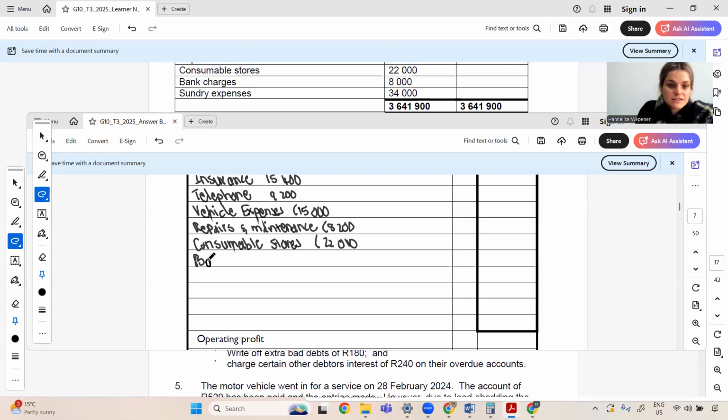Bank charges and sundry expenses. In other words, all other expenses. Sundry expenses.